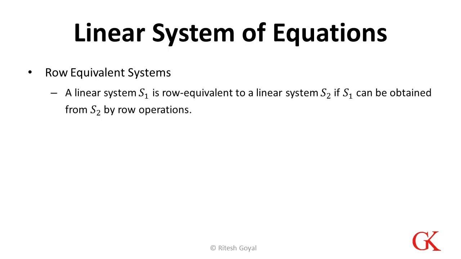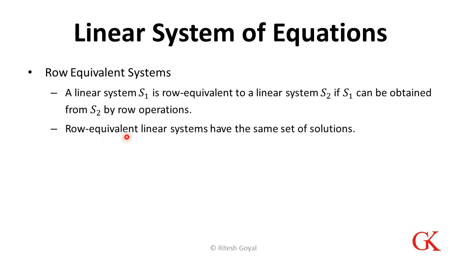So in other words, we can say that two systems S2 and S1 are elementary row equivalent systems if S2, or vice versa S1, can be obtained from the other by row operations. As we can understand clearly, row equivalent linear systems have the same set of solutions, because we achieved the second matrix from the first matrix using elementary row operations, and elementary row operations preserve the solution. So row equivalent linear systems have the same set of solutions.